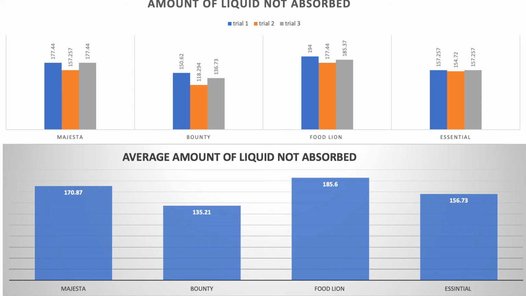On this slide are the graphs. The top graph is the amount of liquid not absorbed trial by trial. The bottom graph is the average amount of liquid not absorbed for each brand.